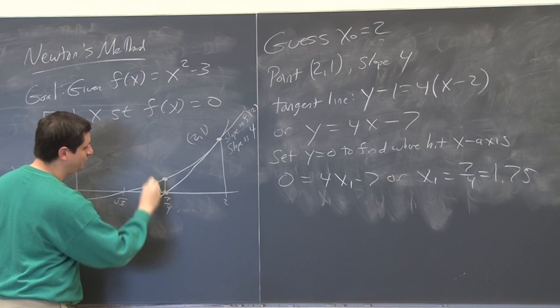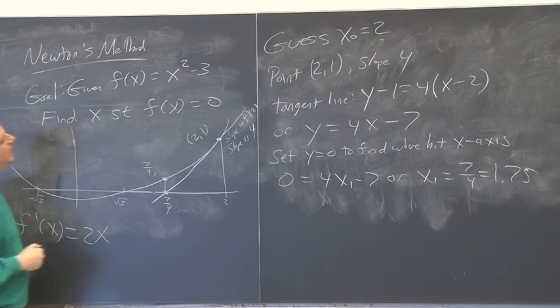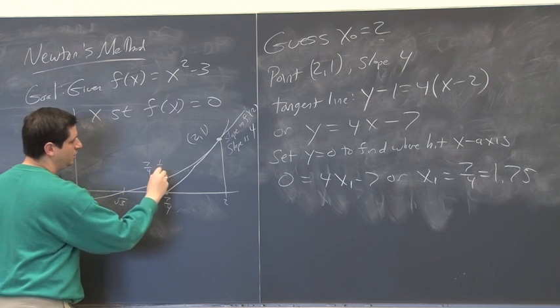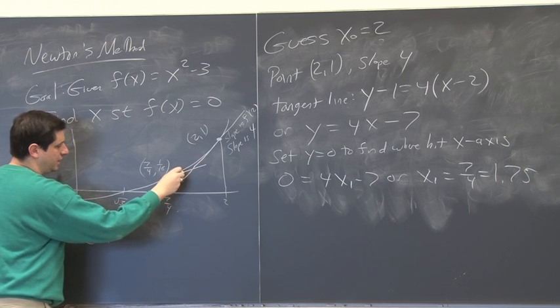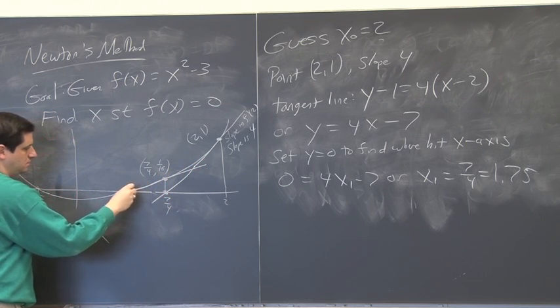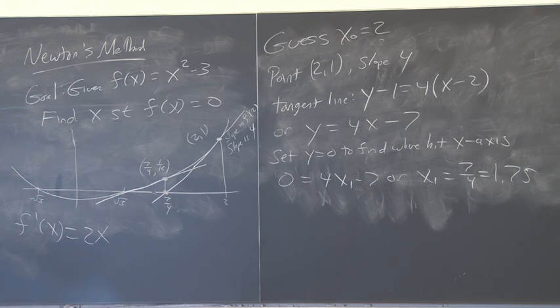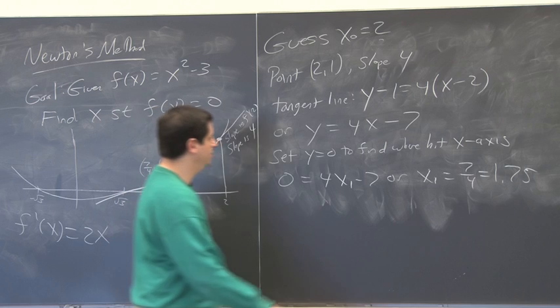We have the point 7/4. When we plug in x equals 7/4, we get 7/4 squared minus 3. 7/4 squared is 49/16. So 49/16 minus 48/16 is 1/16. So we see it's a pretty good approximation. I draw the tangent line, and you can see it's really close to the square root of 3.